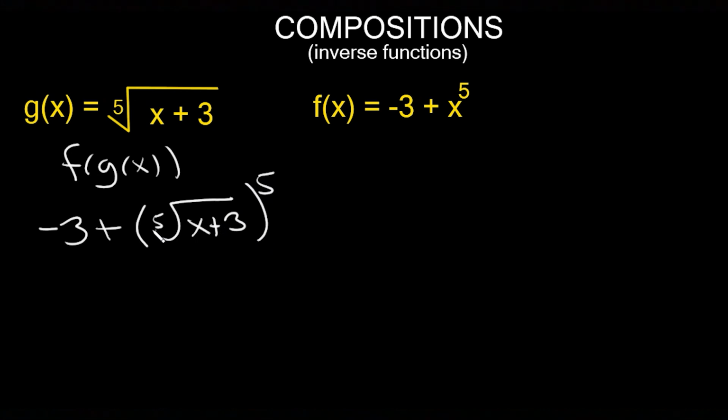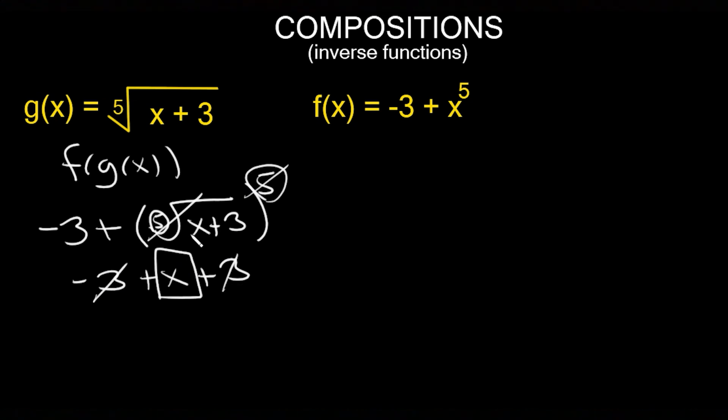Now I have an index of 5 here on my radical, okay? So that means since I have an exponent of 5 here, these are essentially going to cancel out. And as a result, I'm just going to be left with x plus 3. So this will cancel, this will cancel. Now I'm left with -3 plus x and then plus 3. Well, -3 and 3, they cancel out and I'm left with x, okay? So this one works out.